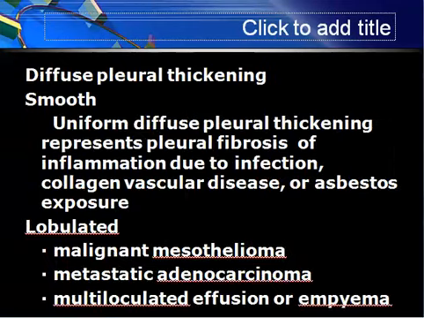Diffuse pleural thickening may be smooth as in empyema or asbestosis, so it usually represents pleural fibrosis of infection or collagen vascular disease, also exposure as in asbestos, or it may be lobulated as in mesothelioma, deposits, and multiple empyema. Thank you.